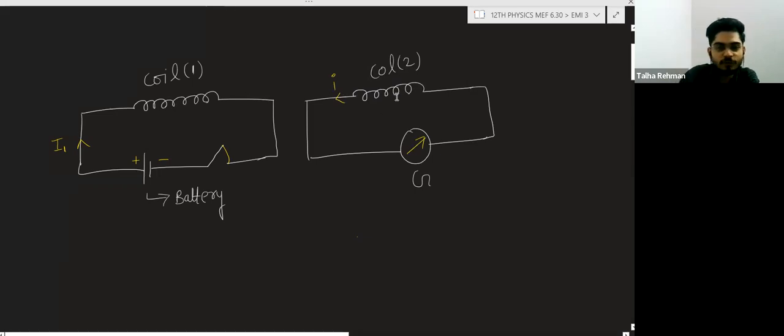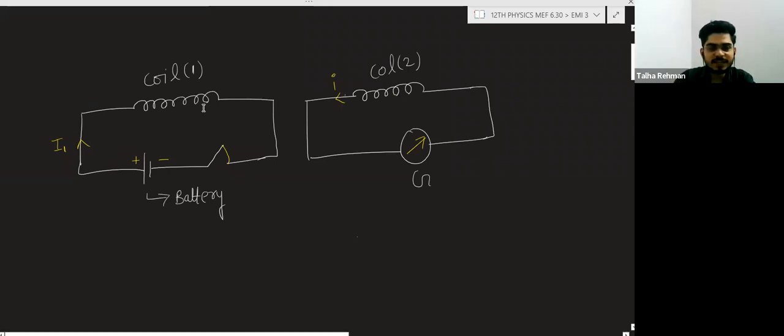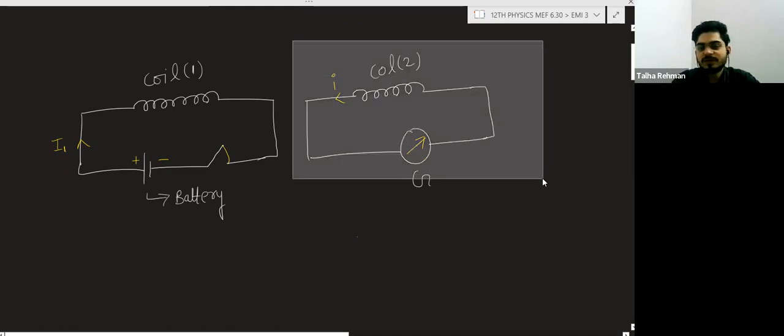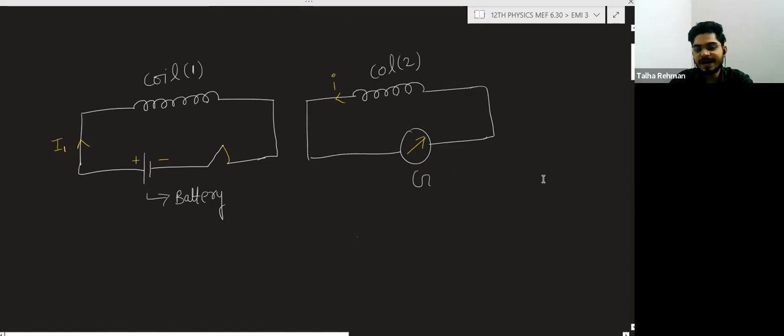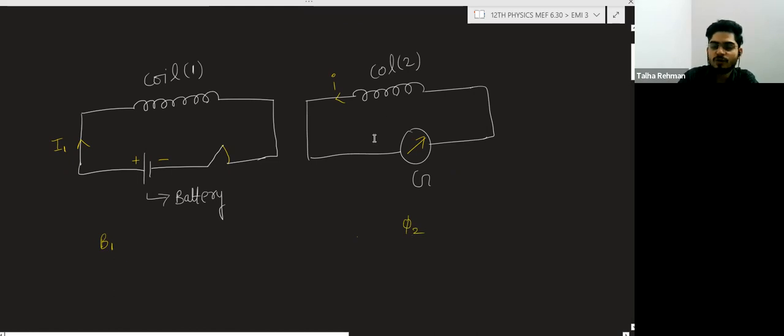So basically what you can say is that when you change the current in this coil, there will be an induced current in this coil due to the change in the magnetic flux linked with coil 2. I am representing B1 as the magnetic field produced by coil 1, and phi 2 is the magnetic flux linked with coil 2.